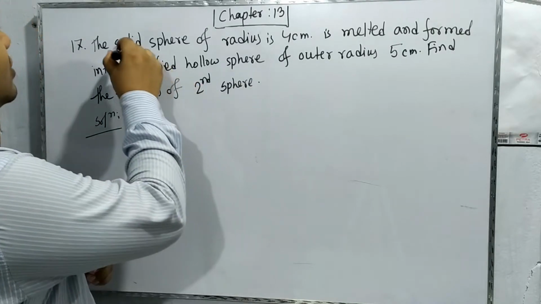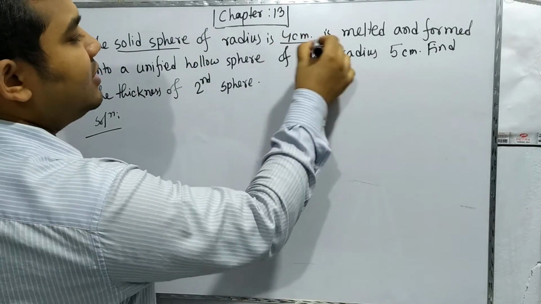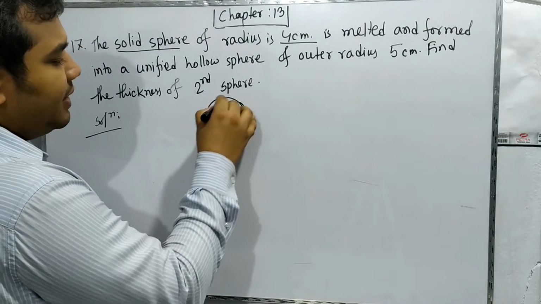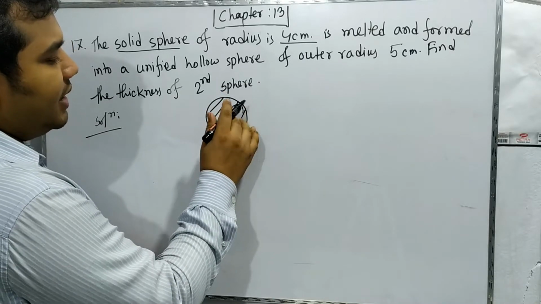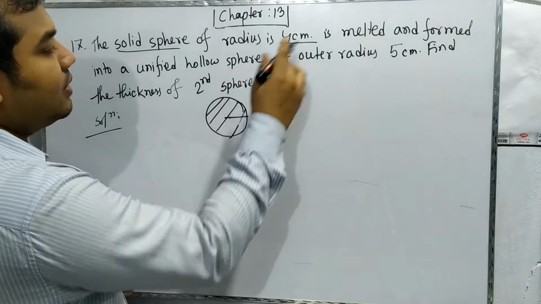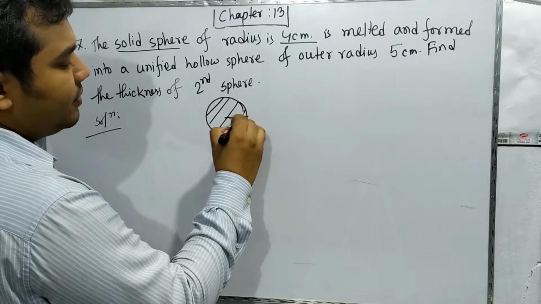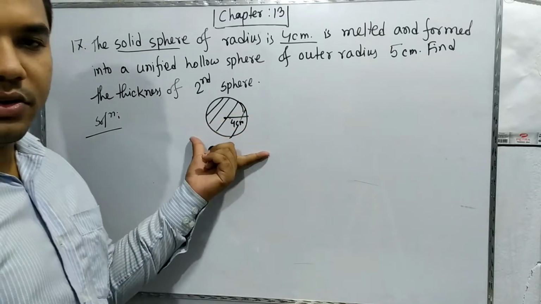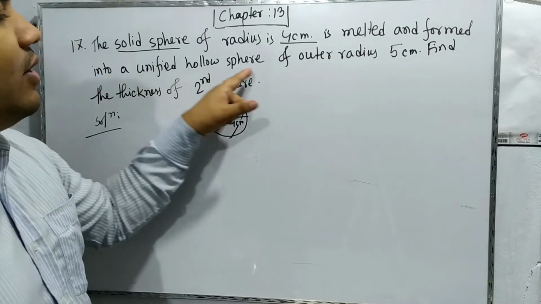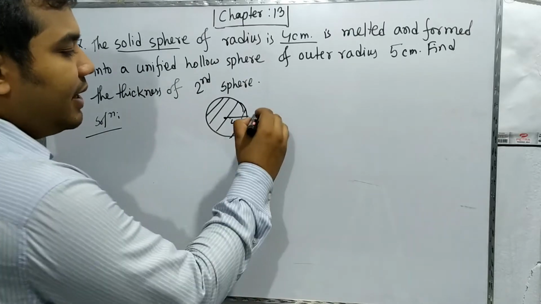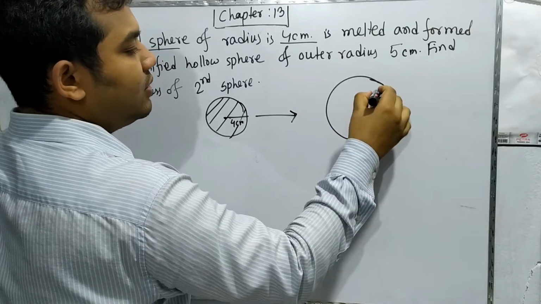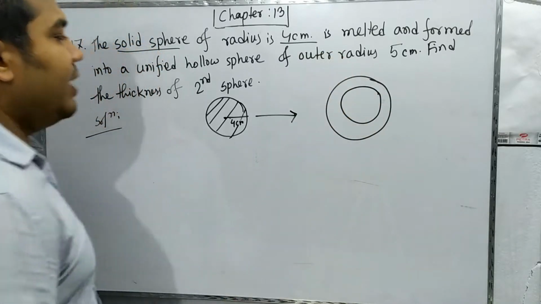here a solid sphere is given and the radius of the solid sphere is 4 centimeter. So we are thinking that this is our solid sphere and here the radius of the solid sphere is 4 centimeter. This is the radius of this solid sphere, and it is melted and formed into a unified hollow sphere. From this solid sphere, it is converted into a unified hollow sphere.